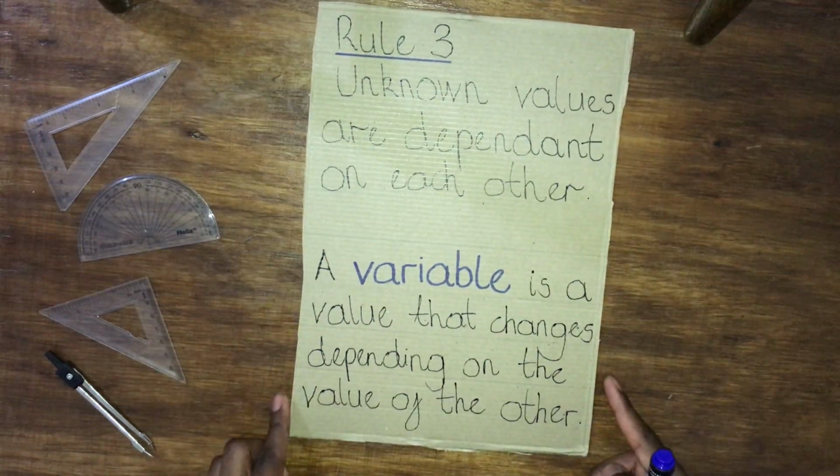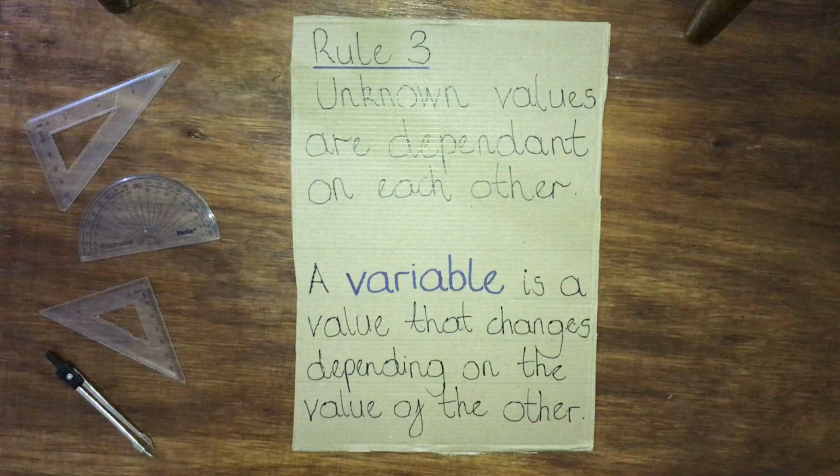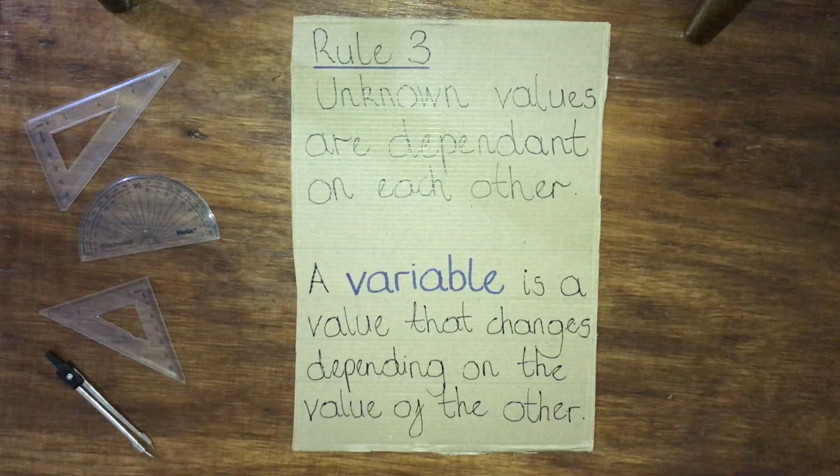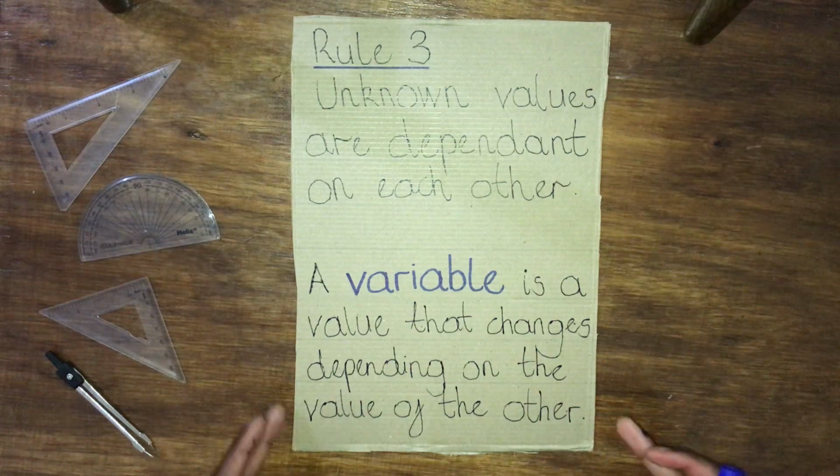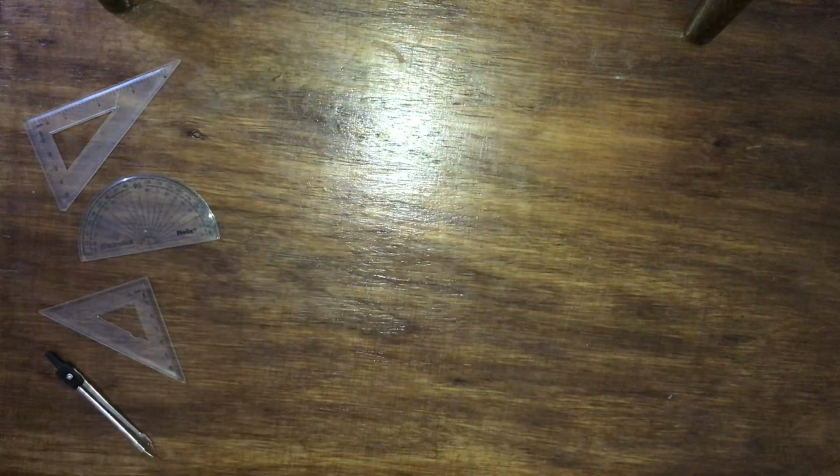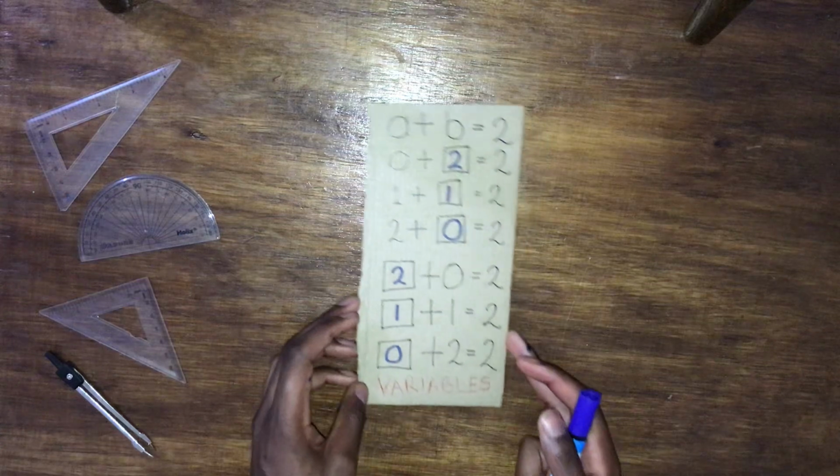On to Rule 3. Unknown values. Unknown values are dependent on each other. A variable is a value that changes depending on the value of the other. Let us look at this in more detail, with, of course, a few examples.